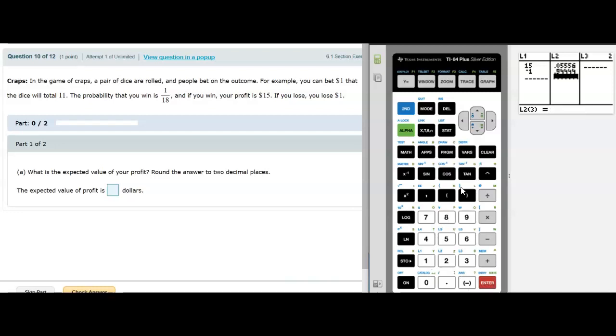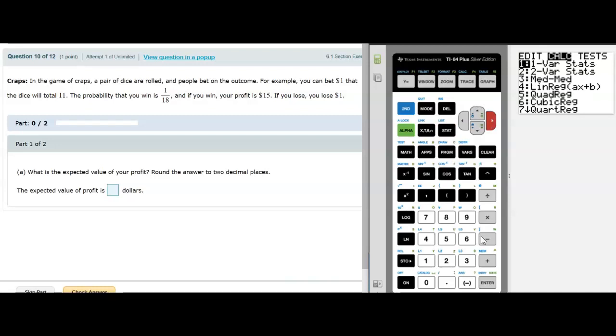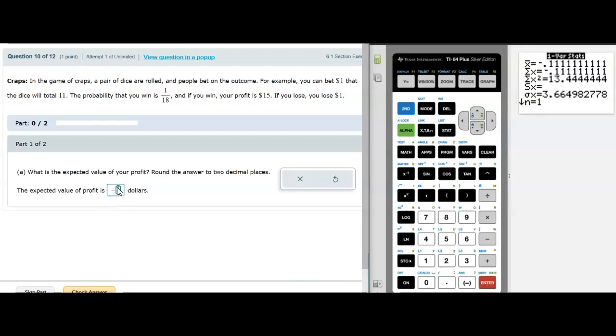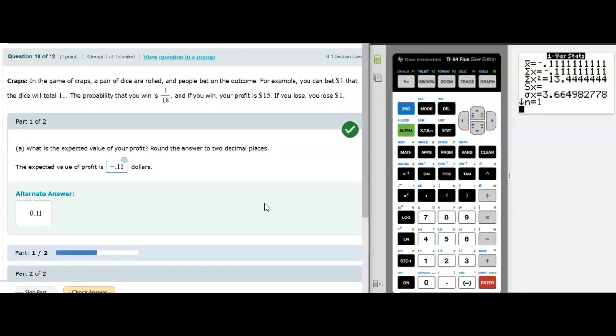And so as we have seen, what we can do is press Stat, Calc, and go to OneVar Stats. And if you have the calculator set up like I do, then it's kind of nice and easy. We've already got list L1, frequency list L2, and we can calculate. And we can see that our expected profit is -0.11111. And so let's type this in there, -0.11, and actually we just want 2 decimal places. I'm going to check my answer. Should get the green check here, and I do.